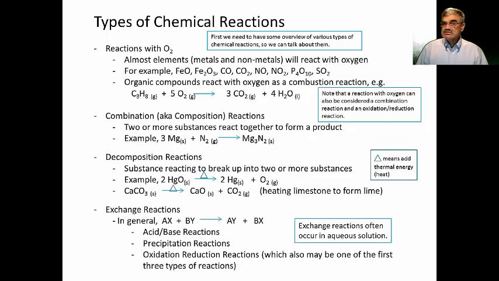The first thing we need to do is to talk about various types of chemical reactions, and I'm going to try to systematize this discussion. First of all, we can talk about chemical reactions of various elements or compounds with oxygen. Almost every element, whether it's a metal or non-metal, will react with oxygen. For example, to form iron(II) oxide or iron(III) oxide, carbon monoxide or carbon dioxide, nitrogen oxide, nitrogen dioxide, sulfur dioxide, silicon dioxide, common sand.